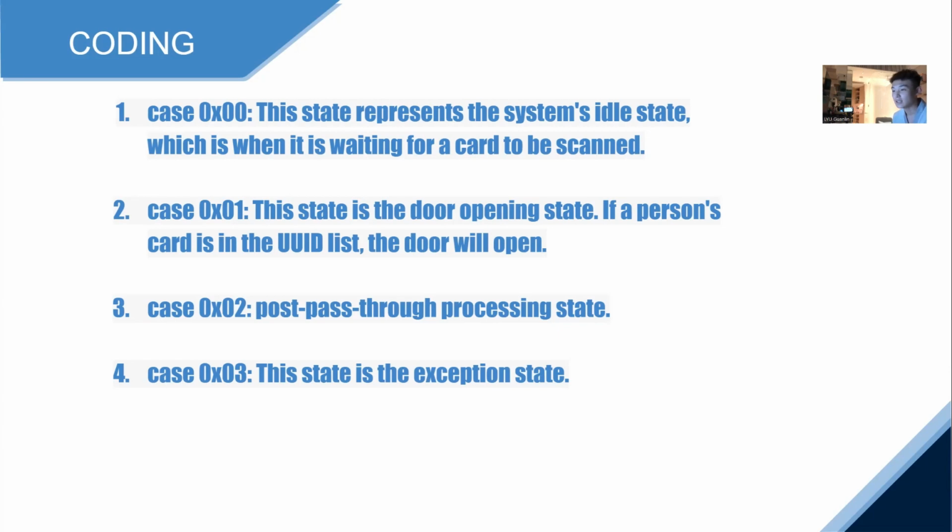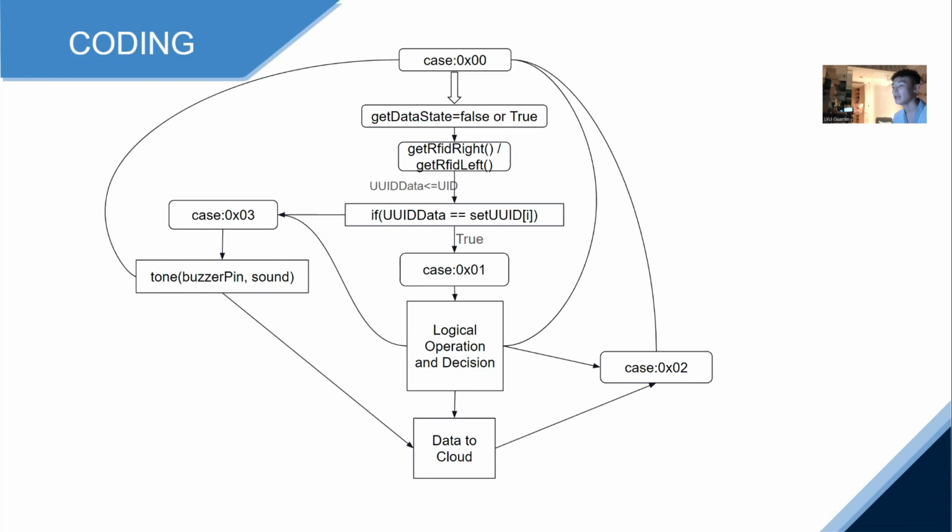And the last case is the exception state. In this state, the system receives abnormal information like an unauthorized RFID card, or some abnormal cases that happened in the second case, and I will talk about it later in our demonstration.